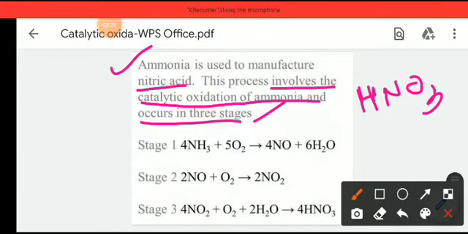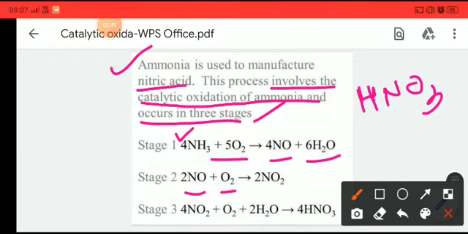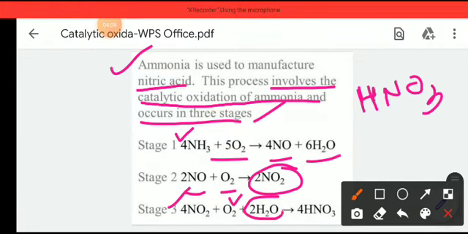So these 3 stages are: number 1, where NH3 gets oxidized with the help of oxygen, that is 4NH3 plus 5O2, that gives NO, nitric oxide, plus H2O. This nitric oxide oxidizes itself further by reacting with oxygen, and it will give nitrogen dioxide, that is NO2. And this nitrogen dioxide in stage 3 further will be oxidized by oxygen, and it will be reacting with water as well.